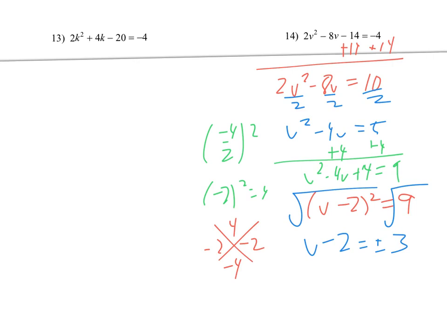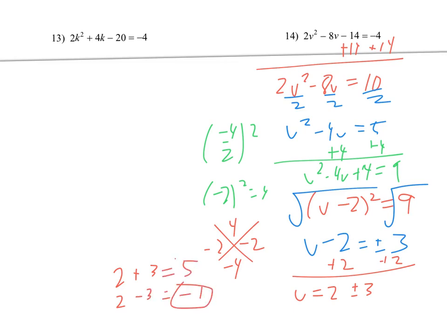And so then I need to add 2 to each side, so I get v equals 2 plus or minus 3. Now, when these are both regular numbers like this, we actually have to do the addition and subtraction. So I'm going to do 2 minus 3 and 2 plus 3. So this is going to give me two answers of 5 and negative 1.